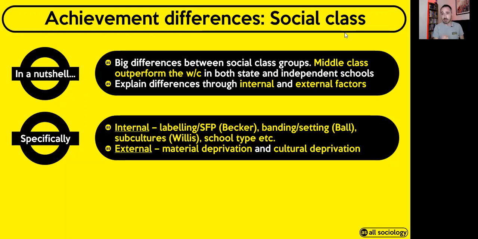Perhaps working class pupils don't have the money and resources to afford things like textbooks, access to a tutor, their own internet access, their own computer, those kind of things, and that's going to lead them to underperforming in school.